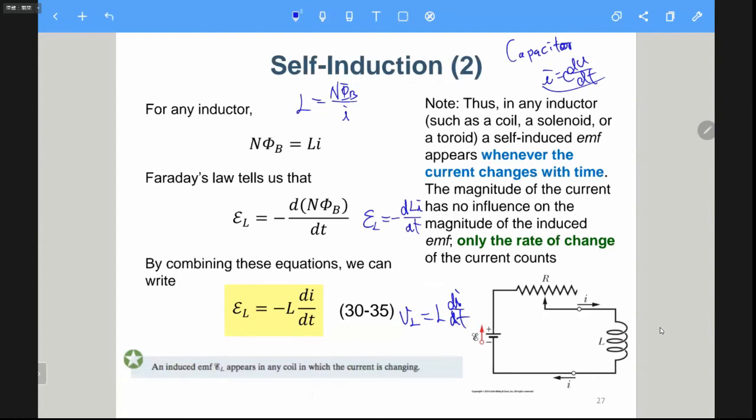So for the phasor for the inductor, it should be j omega L. So when omega equals 0, which means it is DC, then this one will be 0, and there will be no voltage drop. But if omega is large, which means the current is changing rapidly, then the induced EMF will be stronger.